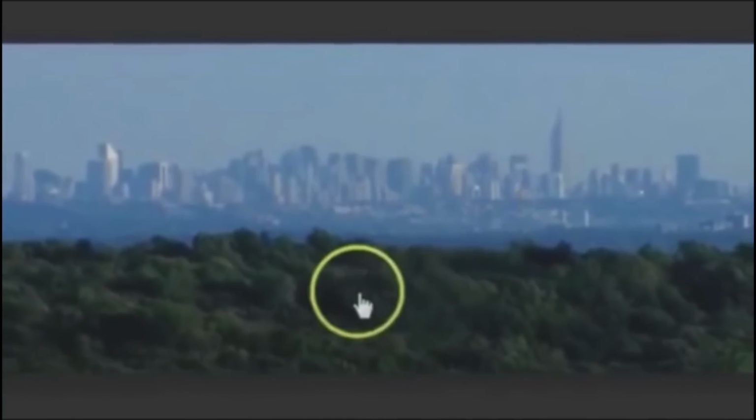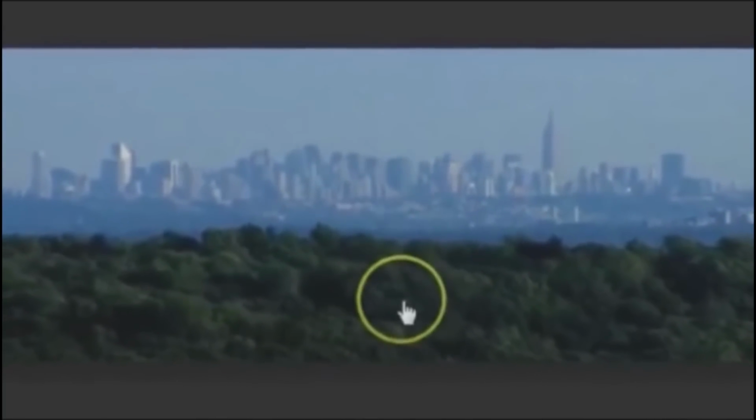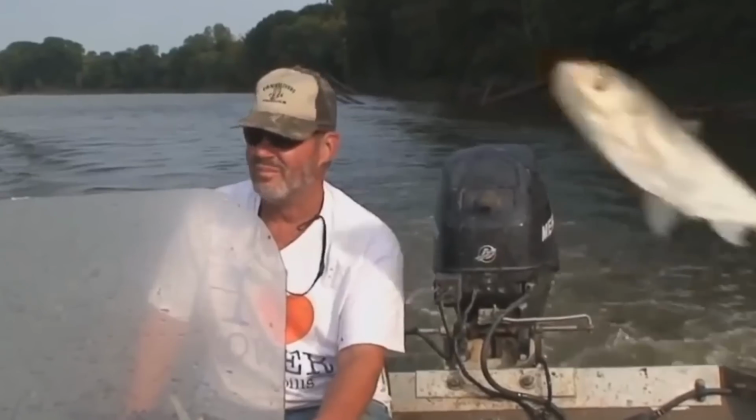New York City skyline, Midtown Manhattan. From Bear Mountain, New Jersey, 60 miles upstate. Where is the curvature? Where?